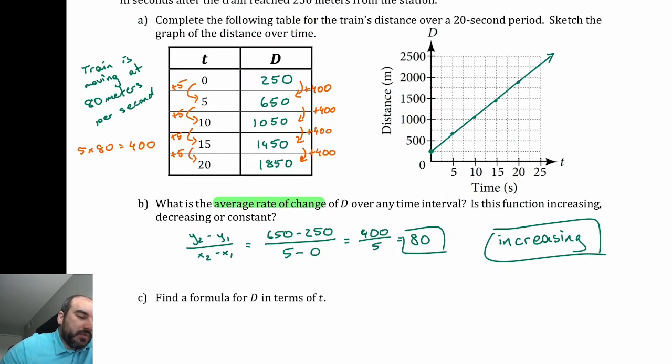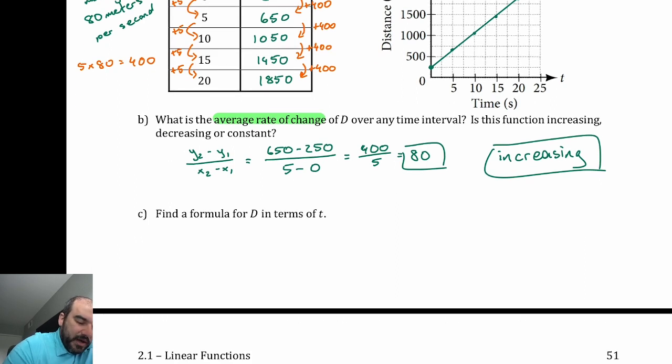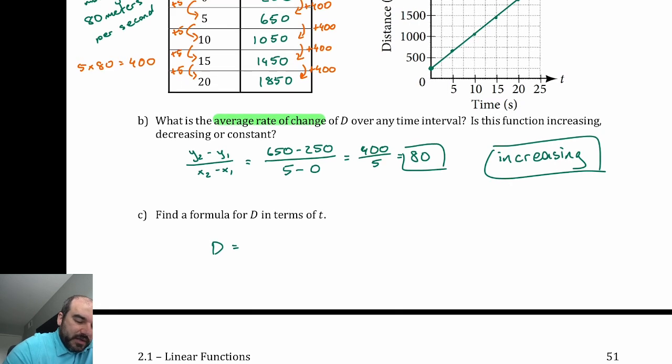In general, when you have a graph or a table and you know the starting value for your graph, the initial value, and you know the rate of change of the line, you just start with your starting value, which is the train starts at 250.